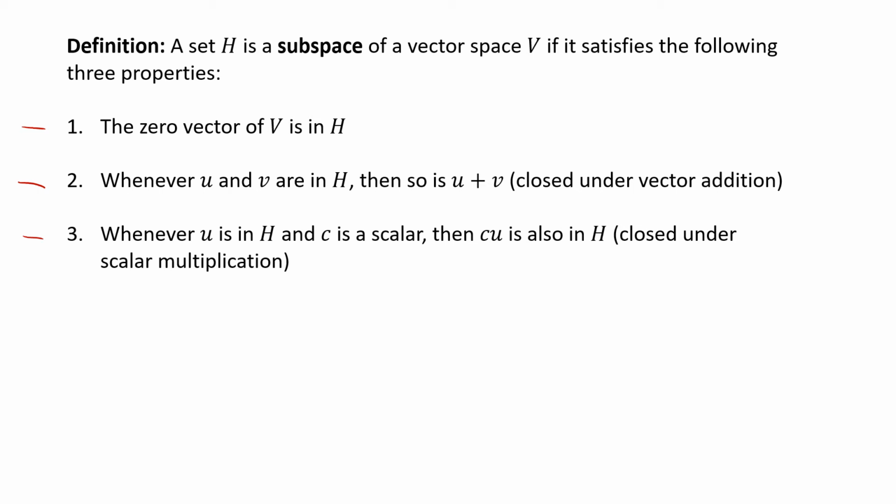And anything in that smaller group, if you multiply it by any number at all, you stay in the smaller group. You don't leave the smaller group, you don't go back to the bigger group. That is called closed under scalar multiplication. That is the idea of a subspace. It's a vector space that lives inside another vector space.